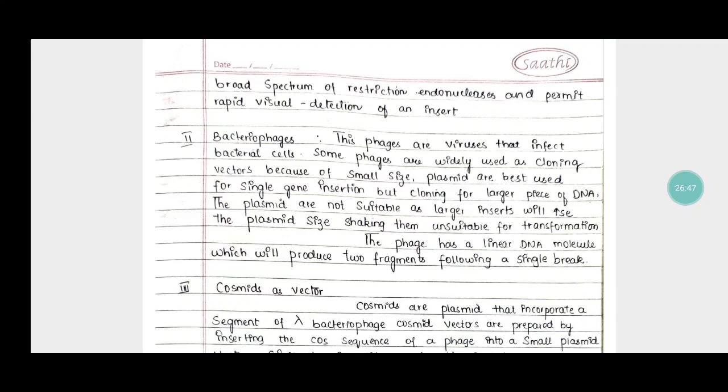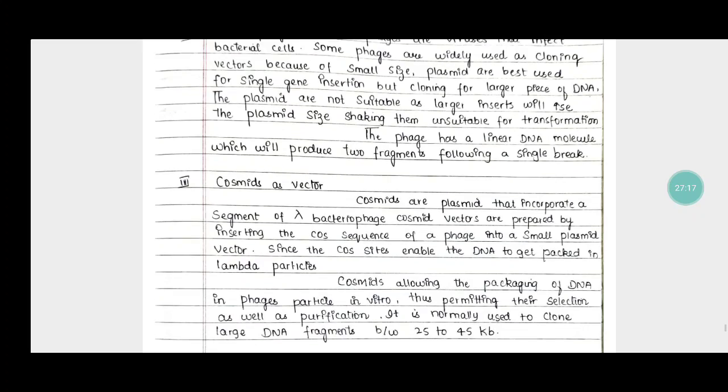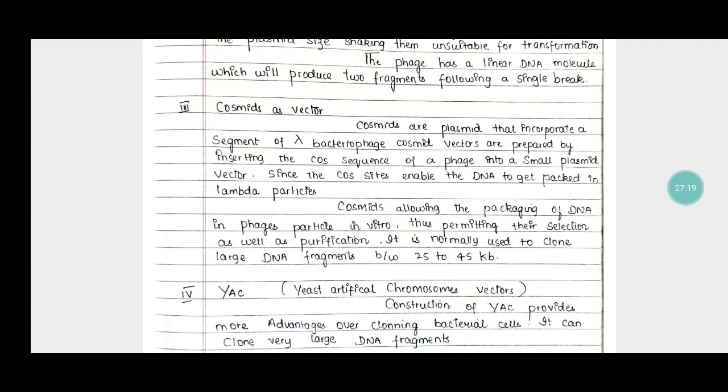And number second, that is bacteriophages. So these phages are the viruses that infect the bacterial cells. Some phages are widely used as cloning vectors because of their small size, whereas plasmids are not suitable for larger inserts. So the phage has a linear DNA molecule which will produce two fragments following a single break. And number third, that is cosmid as a vector.